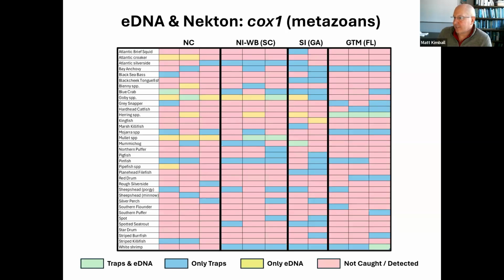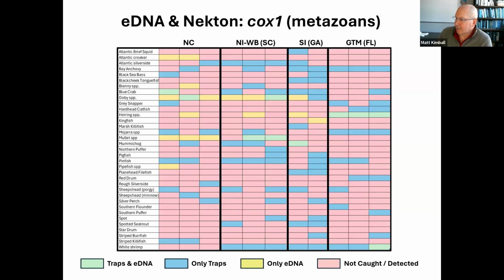On the left is a list of all the species, all 35 species of nekton that we collected at all the reefs combined. And then each column represents a reef at a reserve. There's only 2 columns for Sapelo Island because the samples were lost or were damaged before we could deal with them, so there's only 2 reefs at Sapelo Island. The categories, I'll work from backwards. The red is not caught or detected, and that's the largest category here because not all species were collected at each reef.